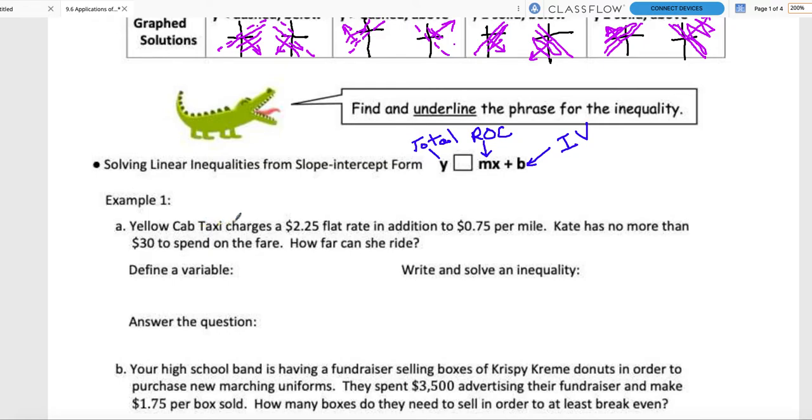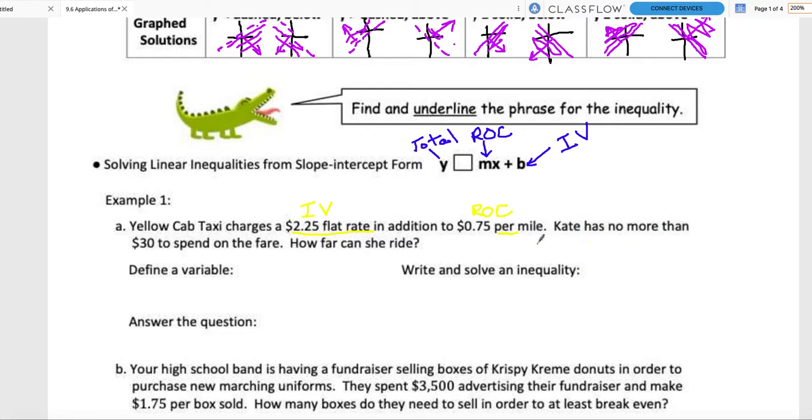Yellow Cab taxi charges a $2.25 flat rate in addition to 75 cents per mile. All right, I already know I've got a per word here. So that tells me that 75 cents is going to be my rate of change. And I've got a $2.25 flat rate. Flat rate is something I'm going to pay once and only once. That's going to be my initial value. This gets charged over and over for every mile. I pay this one time.